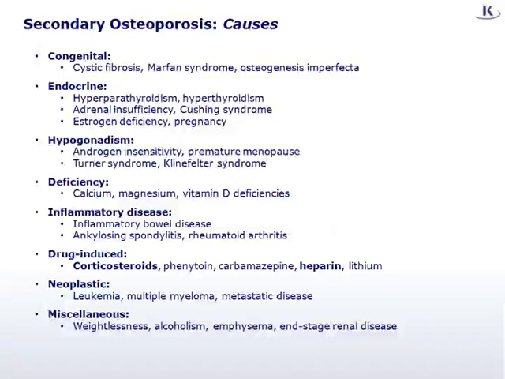Inflammatory bowel disease such as Crohn's disease may lead to malabsorption and deficiency states that may ultimately cause osteoporosis. Other forms of inflammatory disease linked to osteoporosis are ankylosing spondylitis and rheumatoid arthritis.